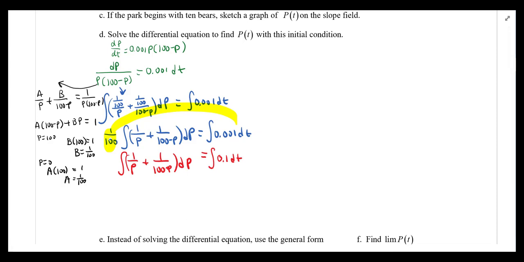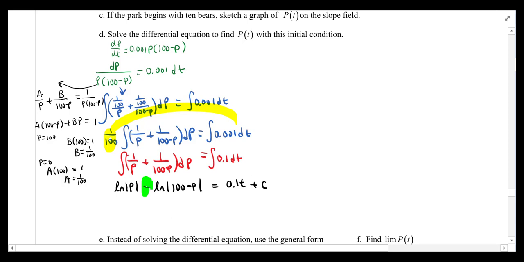Here we go. ln absolute value of p plus ln absolute value of 100 minus p equals 0.1 t plus c. And oops, I made a mistake. Remember, this is not the positive sign because this is 100 minus p. That's right, reverse chain rule with the extra factor of negative 1. So make that negative. I should highlight that.